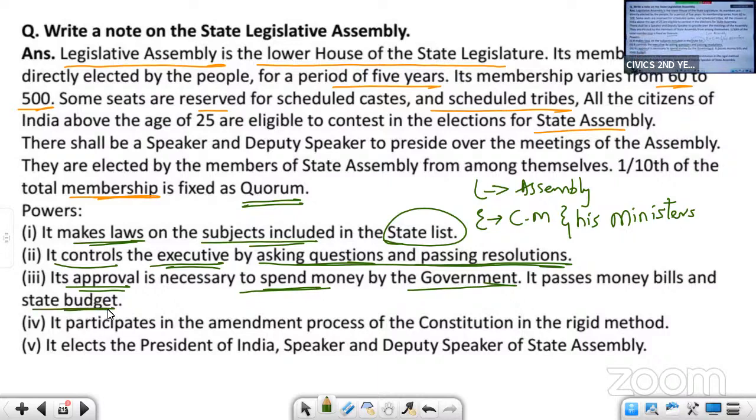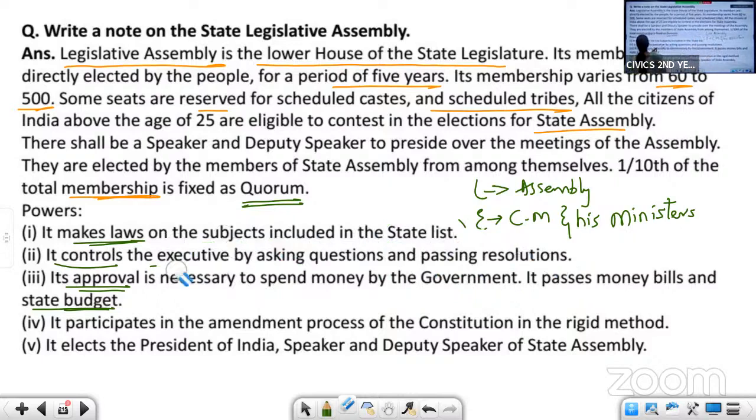See how the government makes the budget. We have seen the central government will make the budget for the whole country. The state government will make the budget for the state. So that budget of the state government has to be approved or passed by the state legislature.